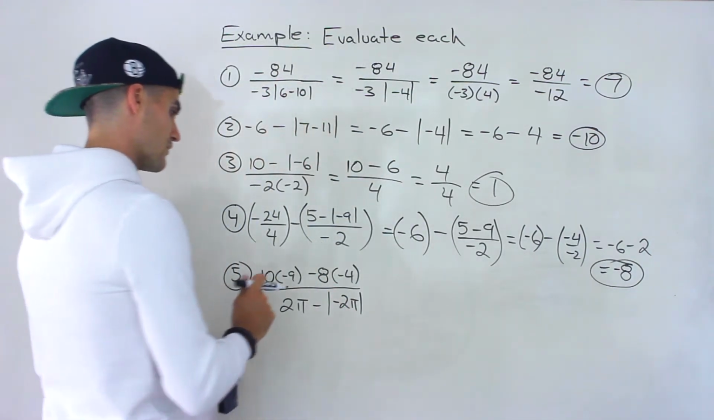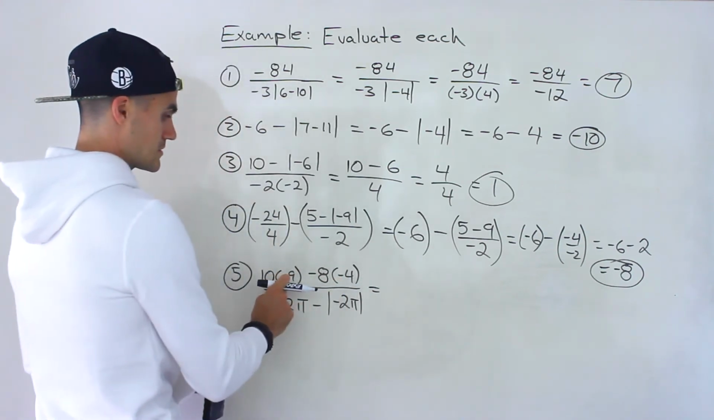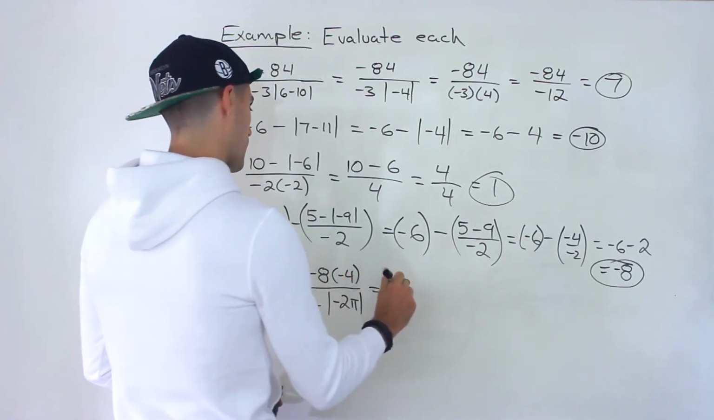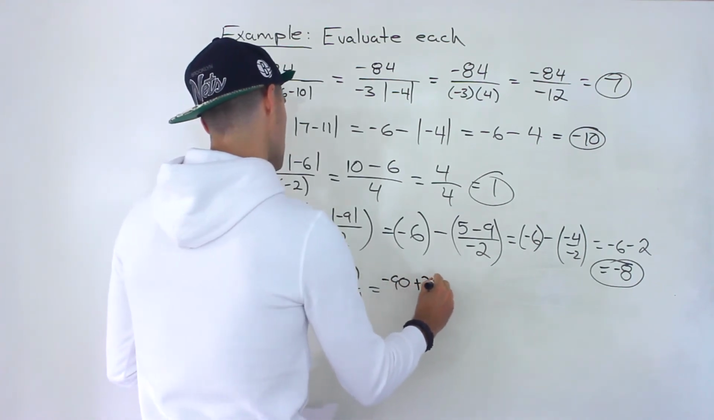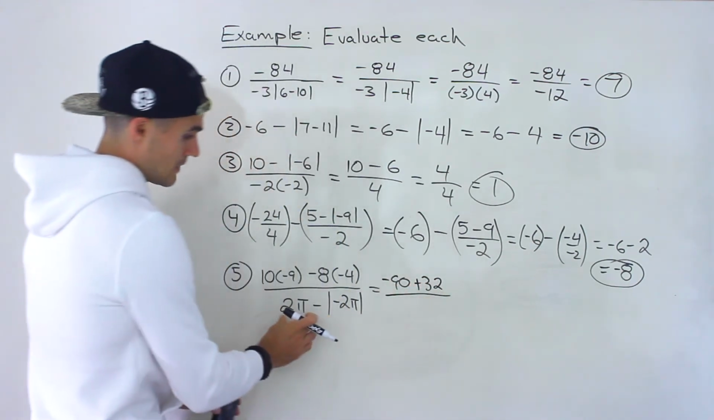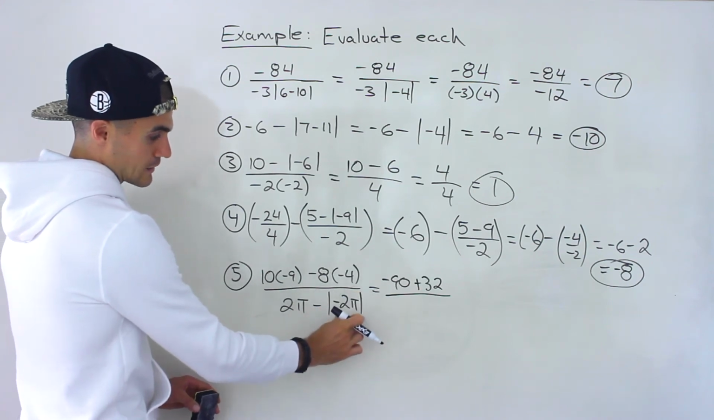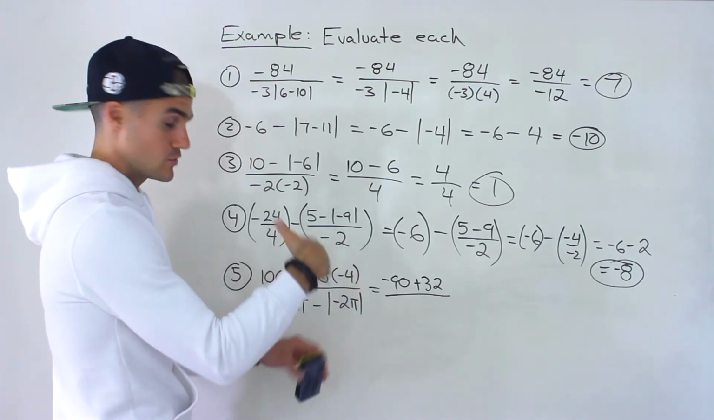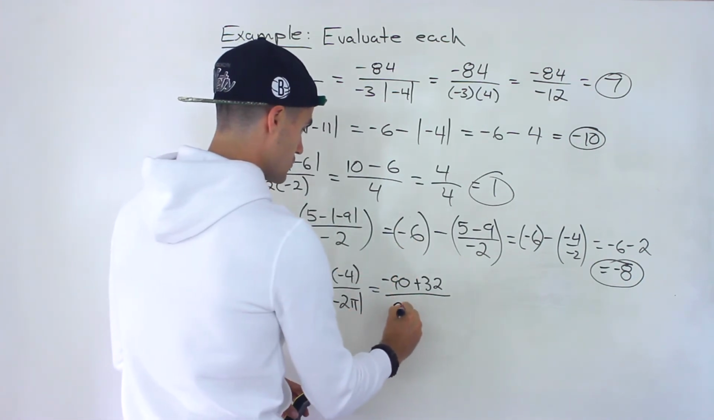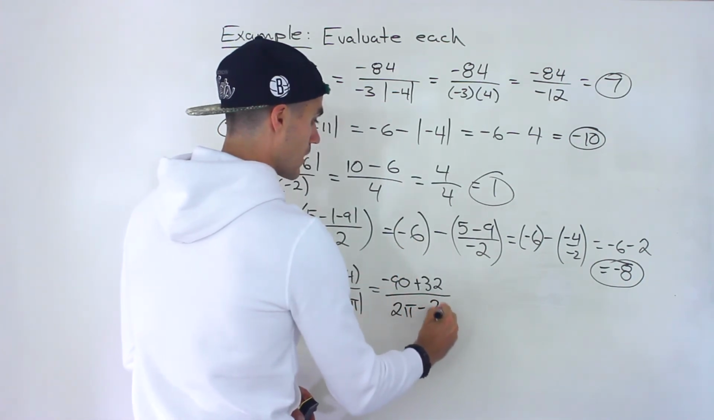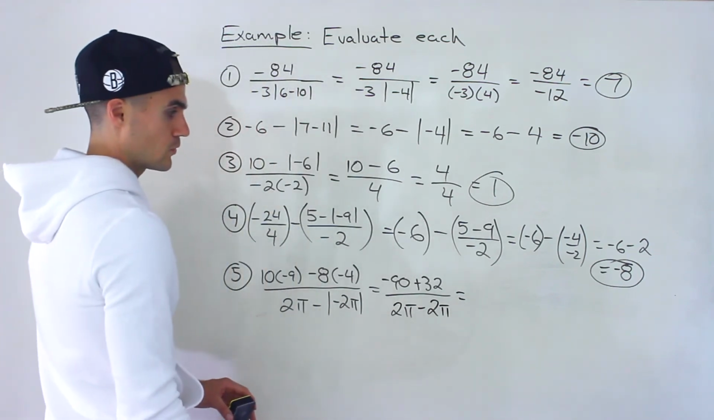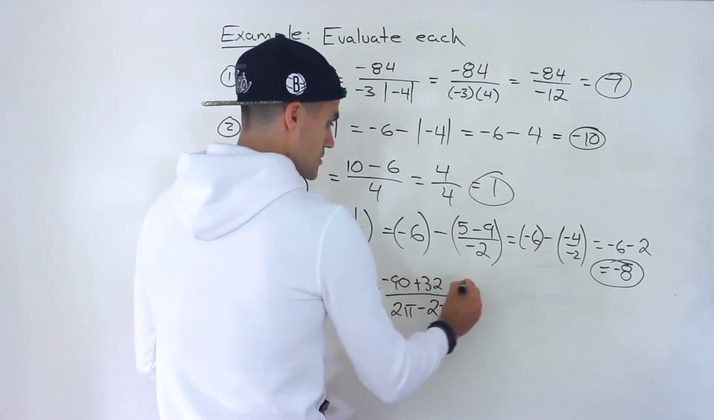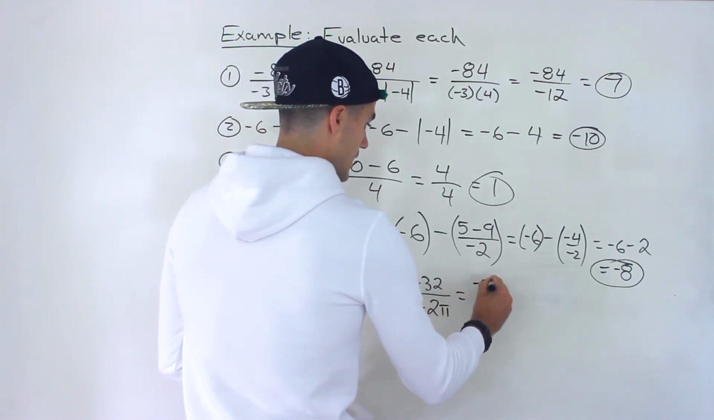And then finally, number 5, what we would have here, 10 times negative 9 is negative 90. Negative 8 times negative 4 is positive 32. And then we have 2 pi minus the absolute value of negative 2 pi. Negative 2 pi would be a negative number, but absolute value changes it to a positive. So we'd have 2 pi minus 2 pi. And notice, what do we end up with here? Negative 90 plus 32 gives us negative 58.